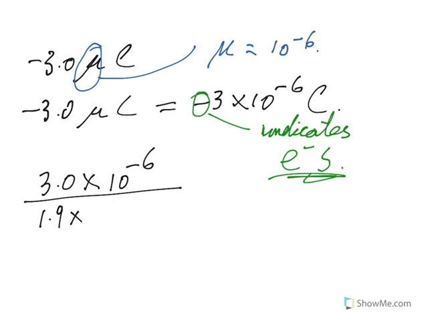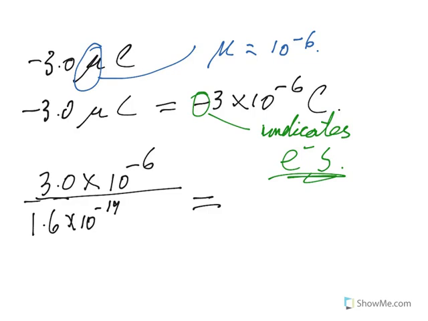1.9, it's not 1.9 at all, what am I doing? It's 1.6 by 10 to the minus 19 coulombs. We're dividing those things out.